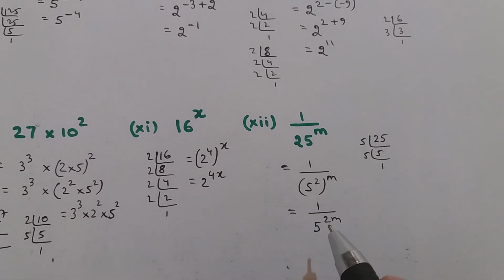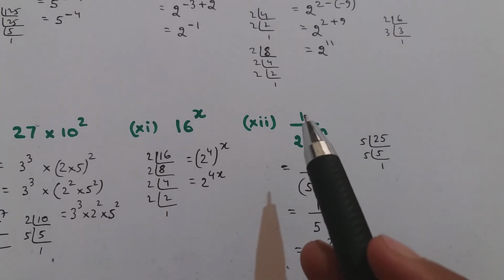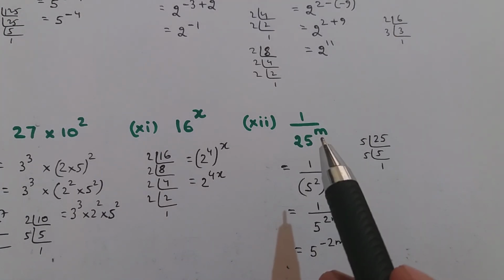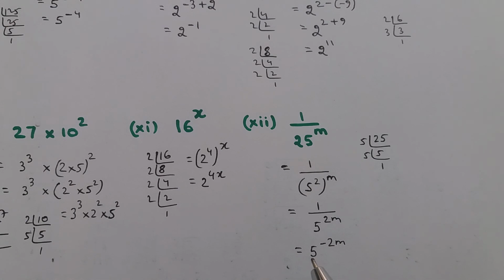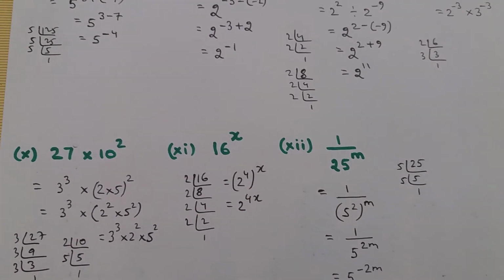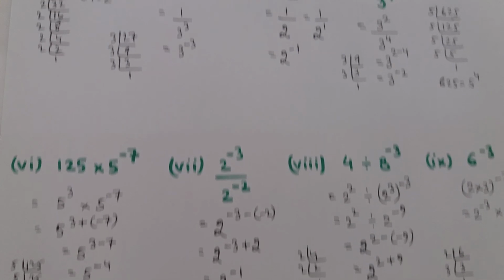And 1 upon 5 raised to the power 2m, I can write it as 5 raised to the power minus 2m. So I have written 1 upon 25 raised to the power m as a power of 5, and it is 5 raised to the power minus 2m. And with that, we have solved all the questions in this particular concept.